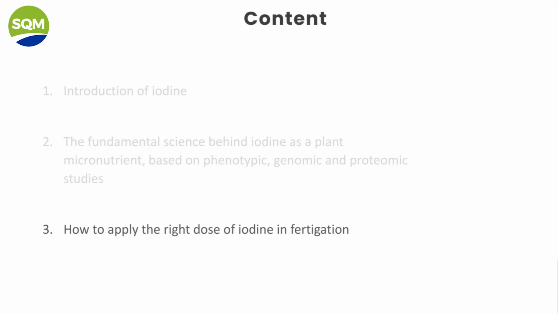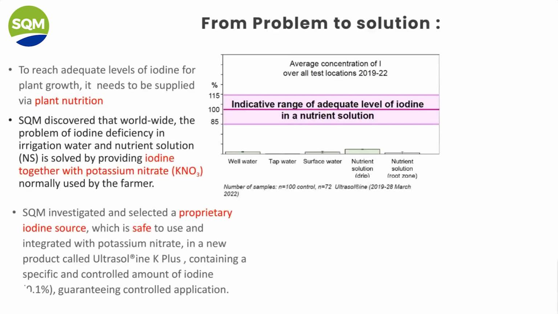So if we know that we have a problem or a risk of having too low levels of iodine for proper plant response, we of course started to think, as SQM, on how to solve this problem. The first consideration we made was that in order to reach adequate levels of iodine for plant growth, we need to supply it via plant nutrition. SQM discovered that worldwide, the problem of iodine deficiency in irrigation water nutrient solution can be solved by providing iodine together with potassium nitrate, because potassium nitrate is normally used by the farmer in fertigation.